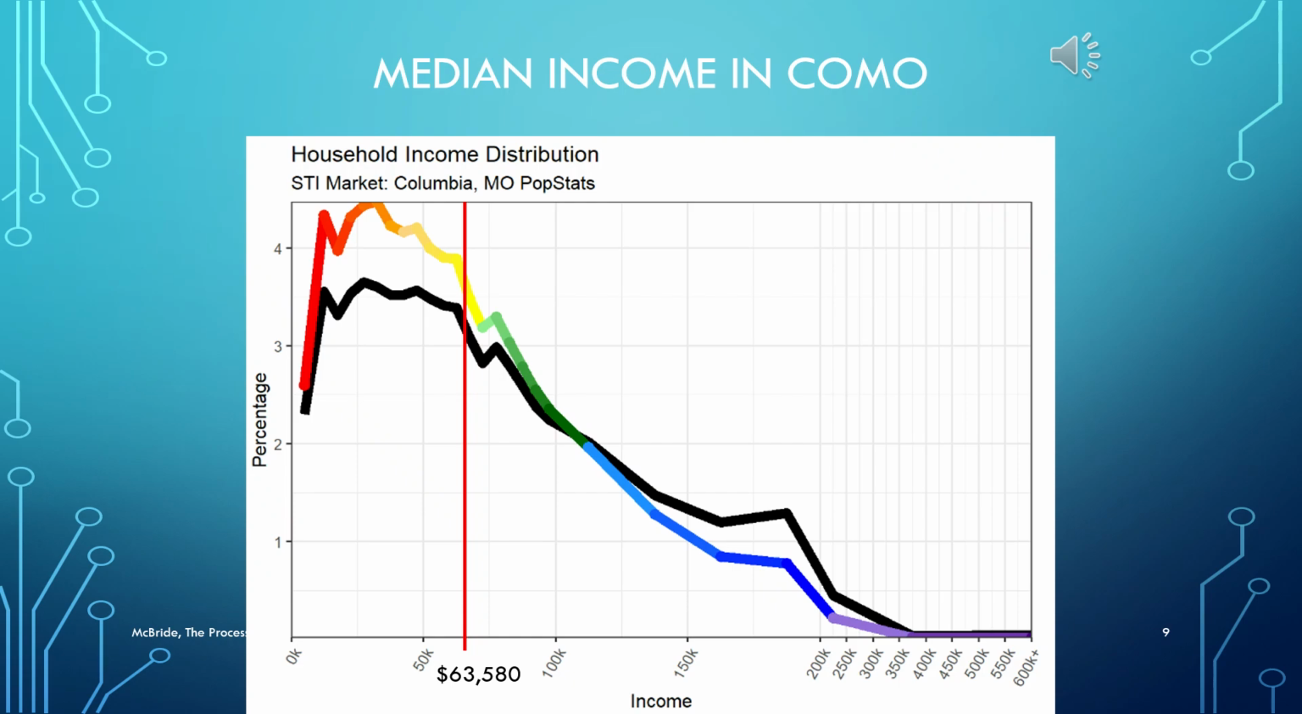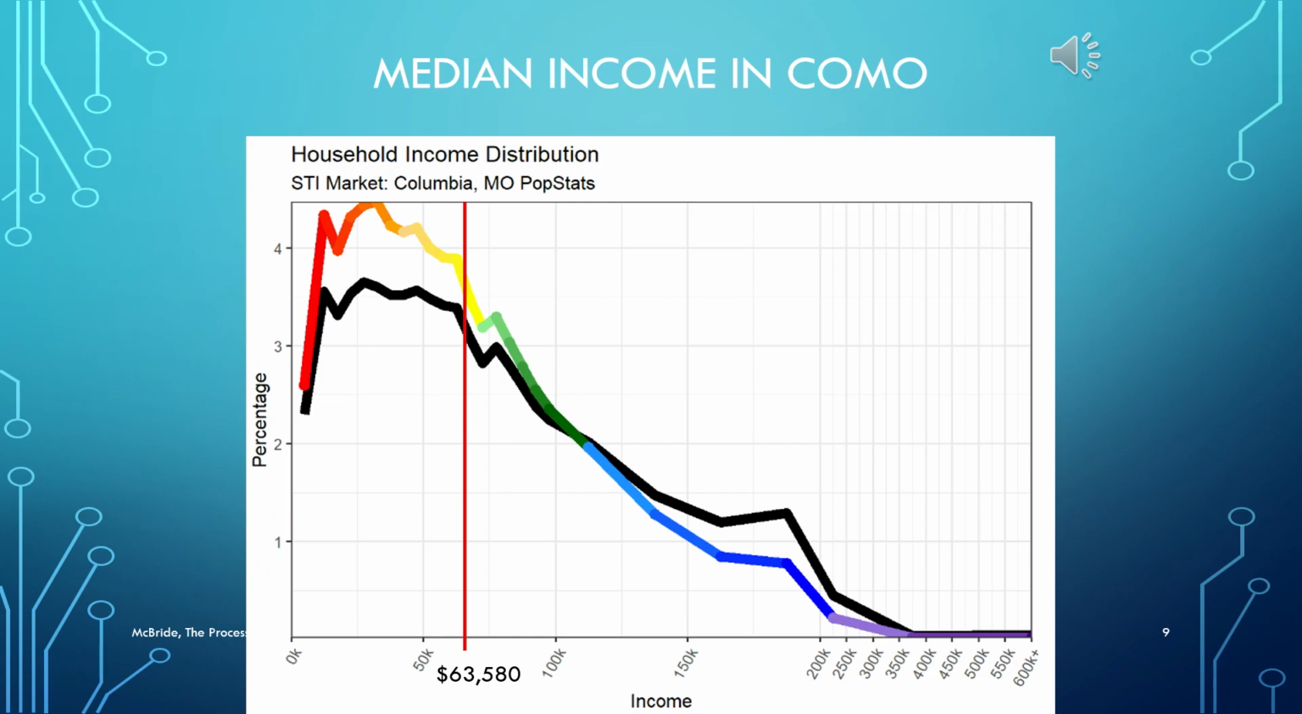And then if you look towards the right end of the graph, it starts to really go down a lot, right? When you're talking about people who make $400,000 or $500,000 or $600,000 a year, there's very, very few people who make that amount of money. And so I put a red line here that indicates where the median household annual income is. It's about $63,000 or $63,580.